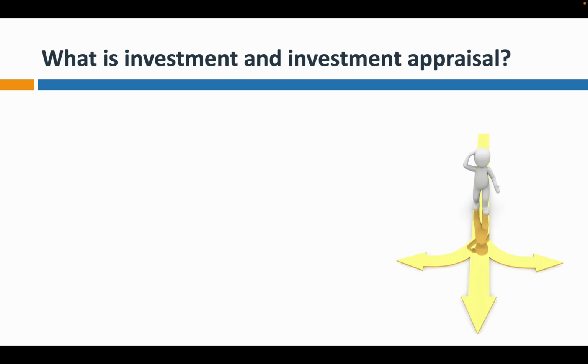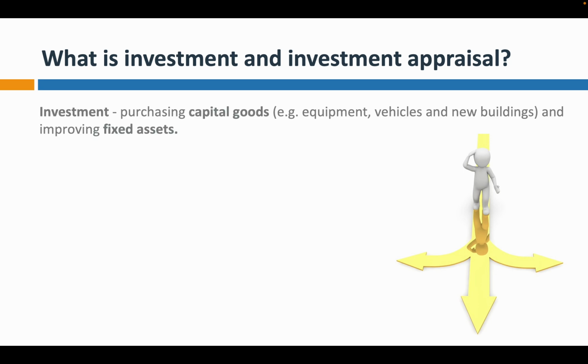So in general, before we start looking at the specific tools, we need to define investment, what it means, and also what investment appraisal is all about. So investment is about purchasing capital goods. As we know, this could be some equipment, vehicles, new buildings, and improving fixed assets. So investment is usually about capital expenditure, about some of those long-term assets.